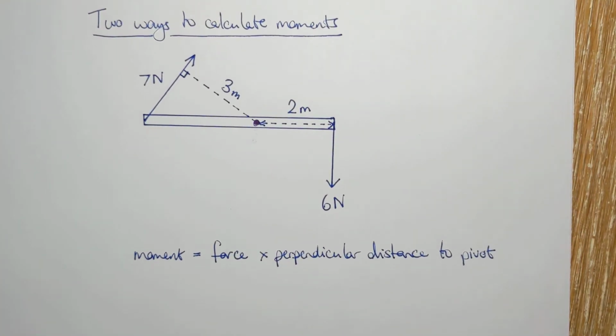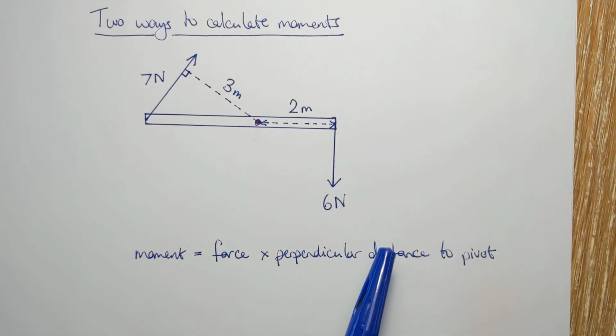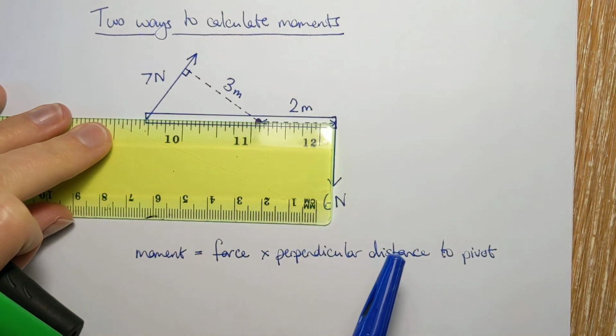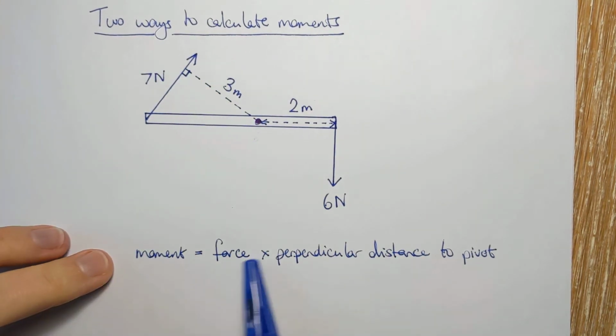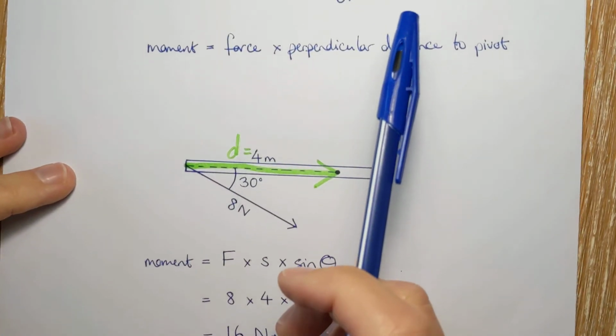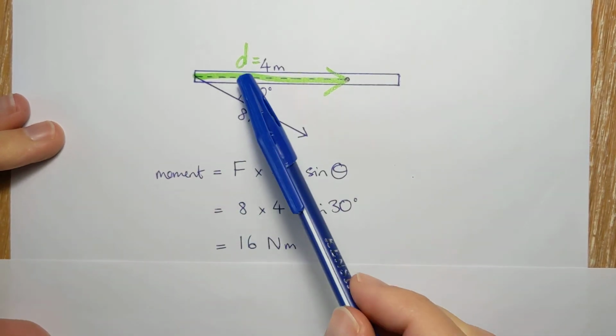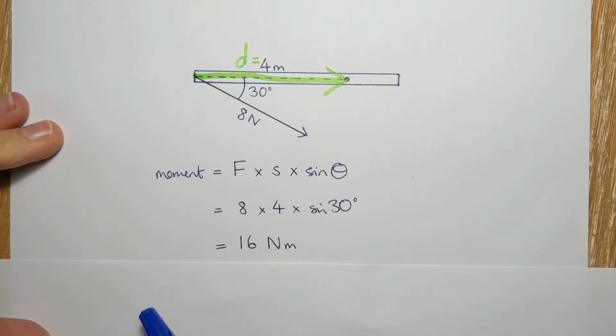So if your question has perpendicular distances marked with right angles in there, then you can remember this formula. But if instead you've got angles that are not 90 degrees, then this formula is a very easy way to remember how to do it.